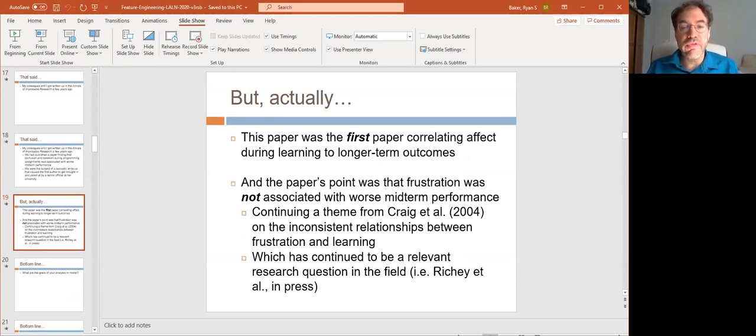And the paper's point was that frustration was not associated with worse midterm performance, which continued a theme from Craig et al. on the inconsistent relationships between frustration and learning, which has actually continued to be a relevant research question in the field even today. Liz Ritchie, I think it's just been published, but Liz Ritchie had a paper on this topic. So, you know, it's funny because in that case, people said it's obvious, there's no point to documenting it. And sometimes there is a point to documenting the obvious. And sometimes there's a point to having the obvious in your predictive analytics model. But I guess it's a question of, is it useful? What's it useful for? And that's what you've got to be thinking about.